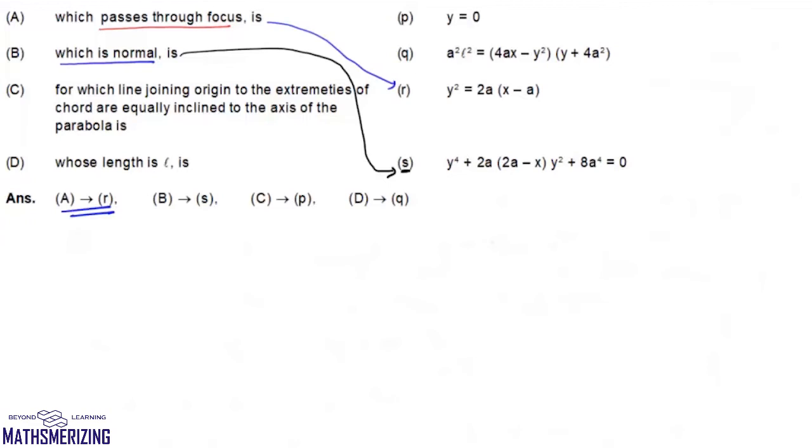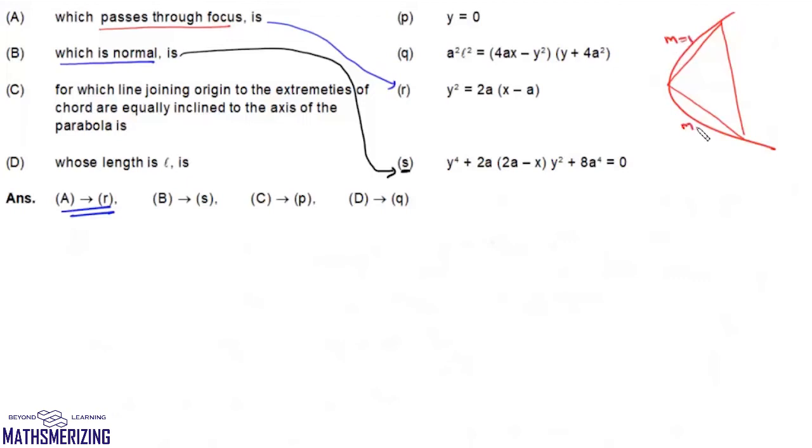Now the third question is, we need to find the locus of the midpoint of a chord for which the lines joining the origin to the extremities of the chord are equally inclined to the axis of the parabola. So we have this chord, and the lines joining these extremities are equally inclined to the coordinate axis. So we know that if the lines are equally inclined to the coordinate axis, then the slopes will be plus 1 and minus 1.